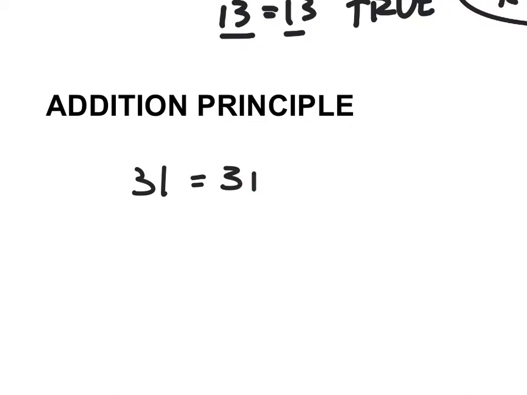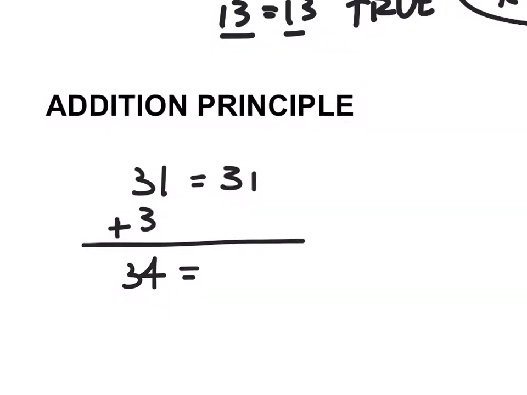Now, what I can do is I could also add 3 to this side, and I'm going to draw a little line underneath. Then I get 31 plus 3, and I add these numbers vertically. I actually do the math here. So 31 plus 3 is going to give me 34.